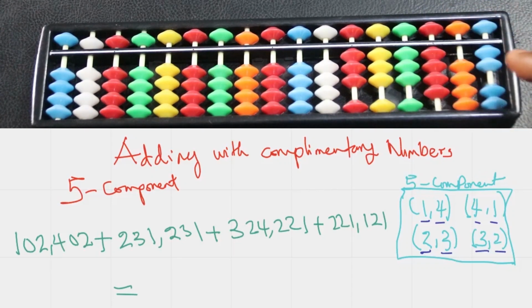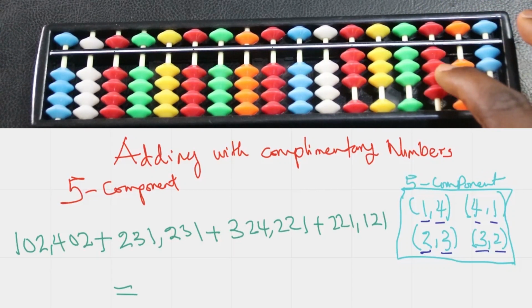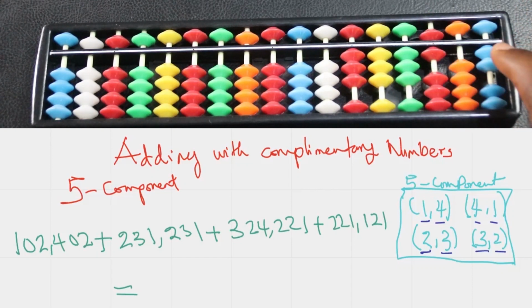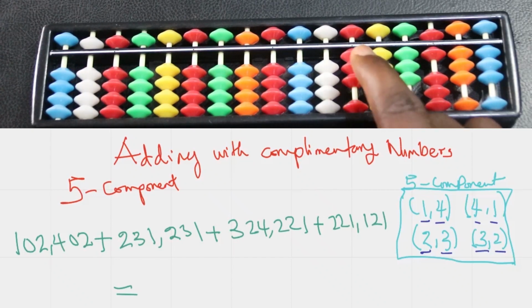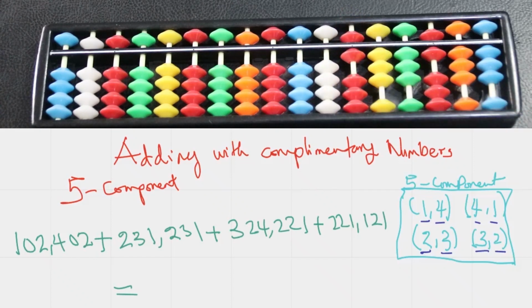231. 2. I don't have 2 here. What's the 5 component of 2? 3. I remove 3. I add 5. 3, 1. And then the next one is 324221. Still 6-digit number. I want to add 3 here. I don't have 3. What's the 5 component of 3? 2. Remove 2. Add 5.